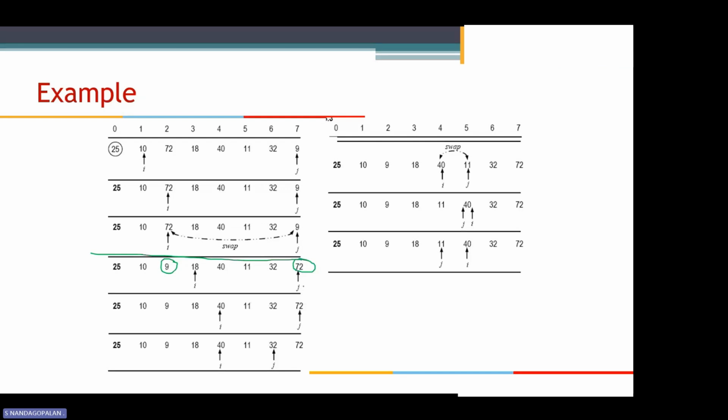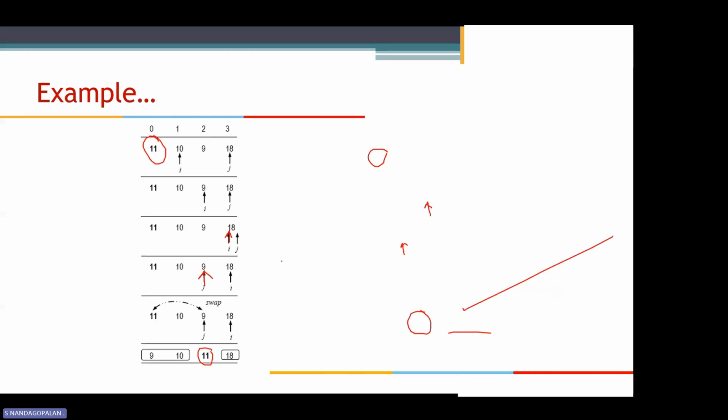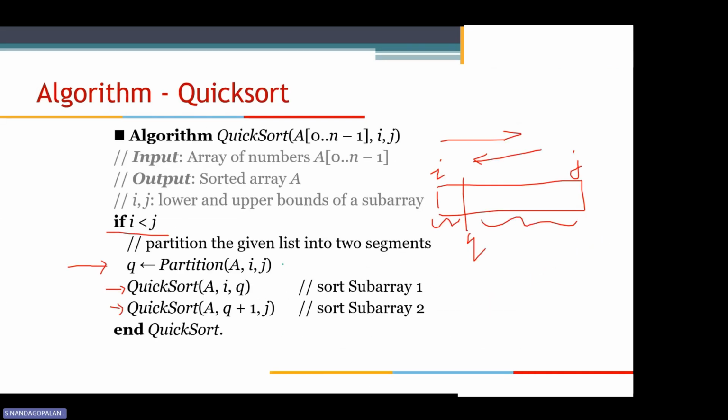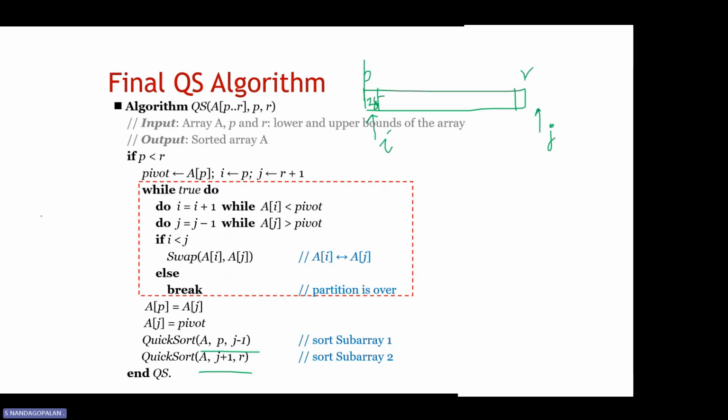Similarly, j, once it stops, should actually start from one less, correct? Because it's moving from right to left. So in order to make sure, first i equals i plus 1 or j equals j minus 1, and then test it. That's why I need bottom testing and not top testing. That's why you have the do loop here. I'll come to this later.